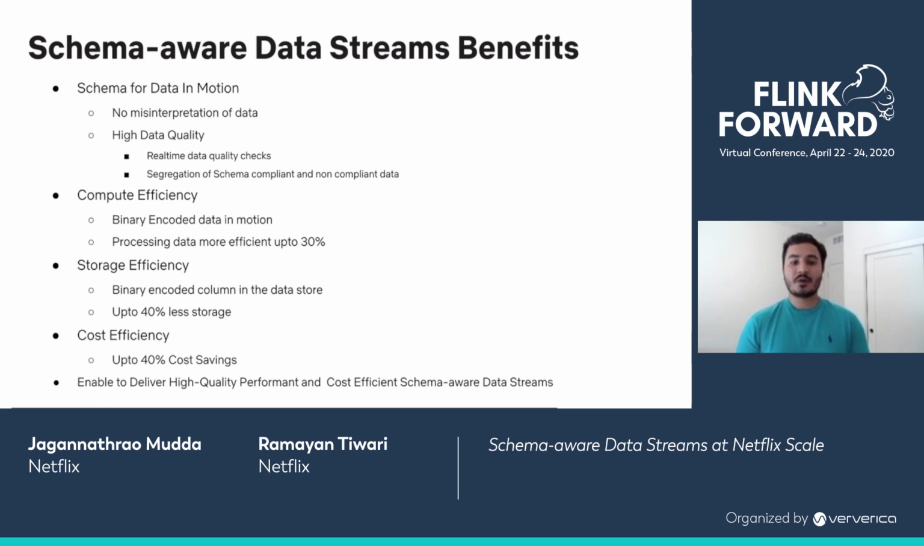Data in motion is now binary instead of JSON or any other text format. This reduced our compute usage by 30%. 30% at Netflix scale translates to millions of dollars in savings. We now require 40% less storage for data in motion as well as data at rest, thanks to binary storage optimizations that we achieved through Avro. Overall, the cost of our end-to-end ingestion and processing pipeline was reduced by approximately 40%. To sum it up, we reduced cost while increasing data quality, which is a win-win for all the stakeholders involved.